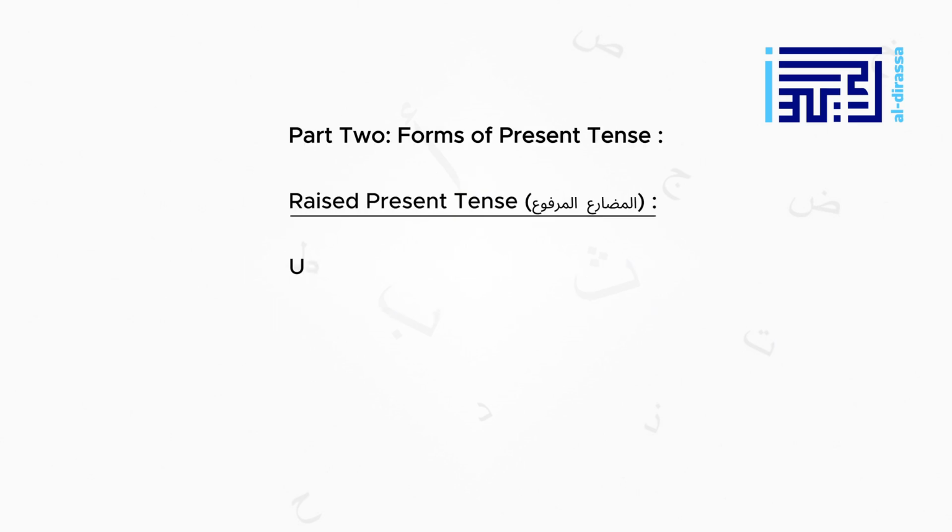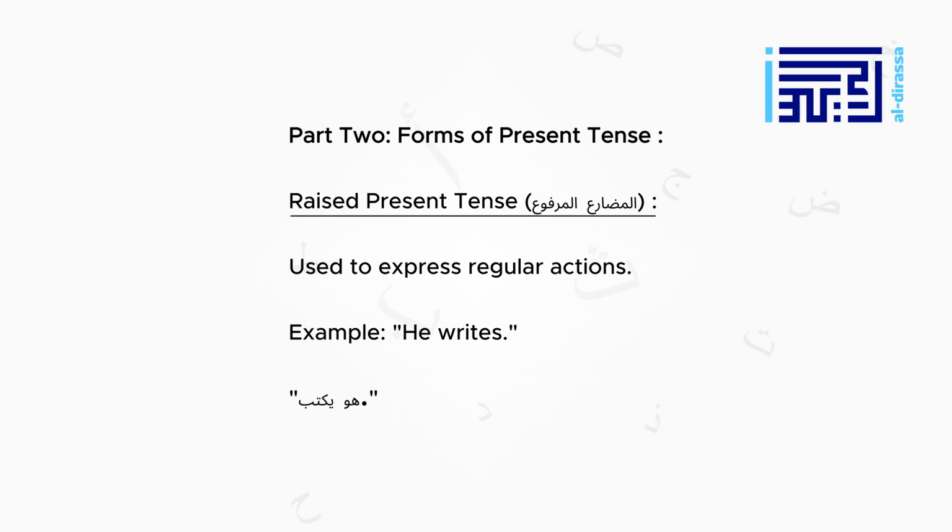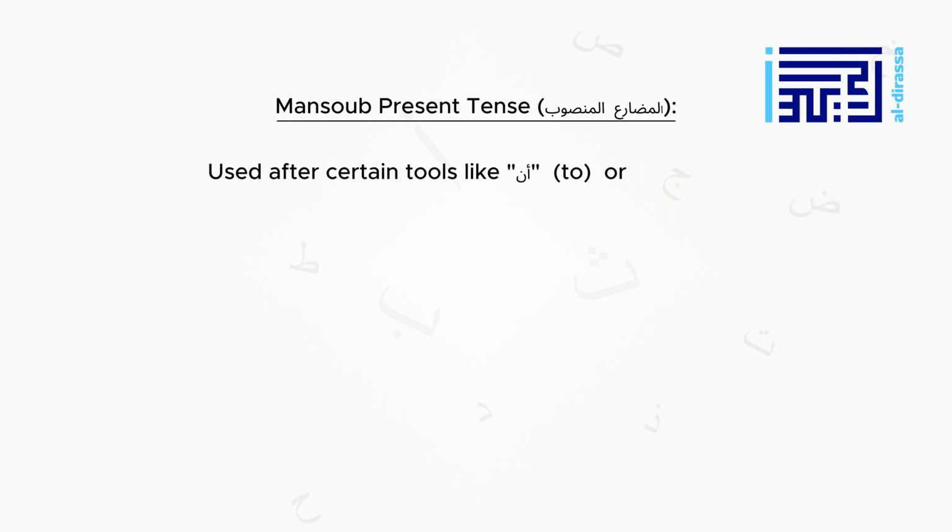Part 2. Forms of present tense. Raised present tense, al-modari' al-marfu', used to express regular actions. Example: he writes. هو يكتب. Mansub present tense, al-modari' al-mansub, used after certain tools like an, to, or len, not. Example: I want to write.